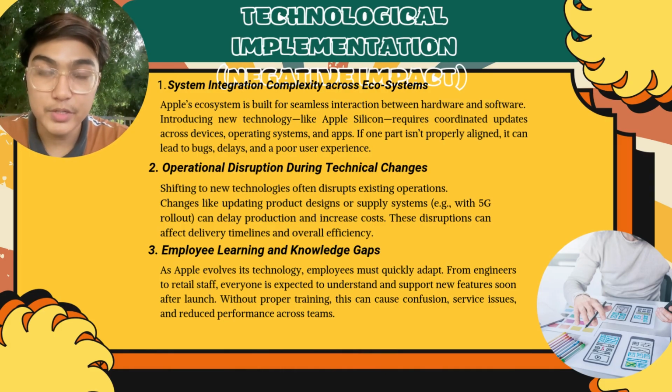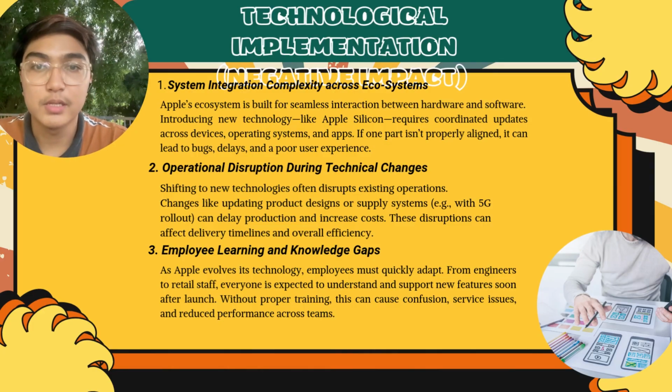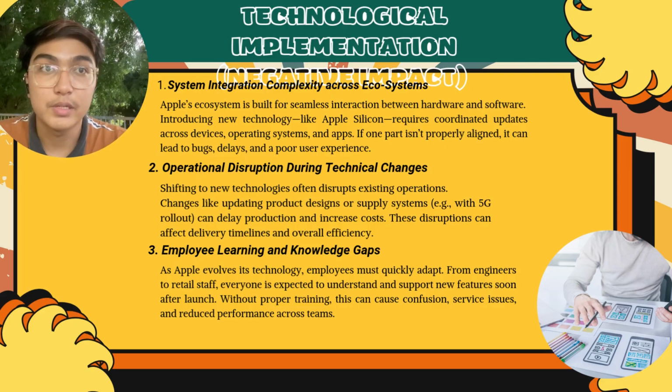Second is operational disruption during technical changes. Switching to modern technologies can temporarily disrupt existing workflows and ways of working, whether it is revising a production line for a new product's design or moving over from one kind of supply chain software to another. These changes cause delays, increase cost, and reduce product output. Take, for example, Apple's transition to devices capable of 5G. It entailed a rethink in hardware design and supplier partnerships that brought immediate pressure on the timing of shipments and logistics.